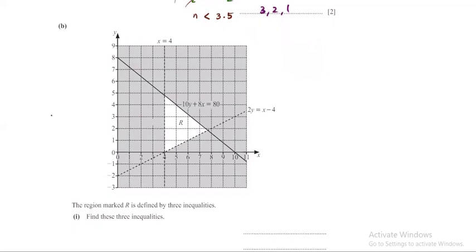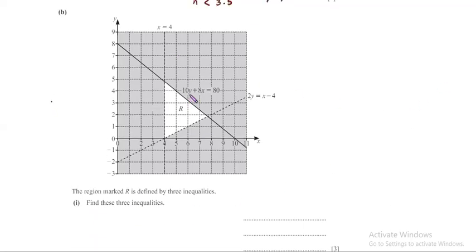Now here already, the region that satisfies all three inequalities is given to us, which is this region R, because this is the region that satisfies all three inequalities. And here, the unwanted regions are the ones that are shaded. That way, the wanted region, the region that satisfies the three inequalities, will be the unshaded region. In this question, it states that the region marked R is defined by three inequalities, which means it satisfies all three. We need to write the three inequalities.